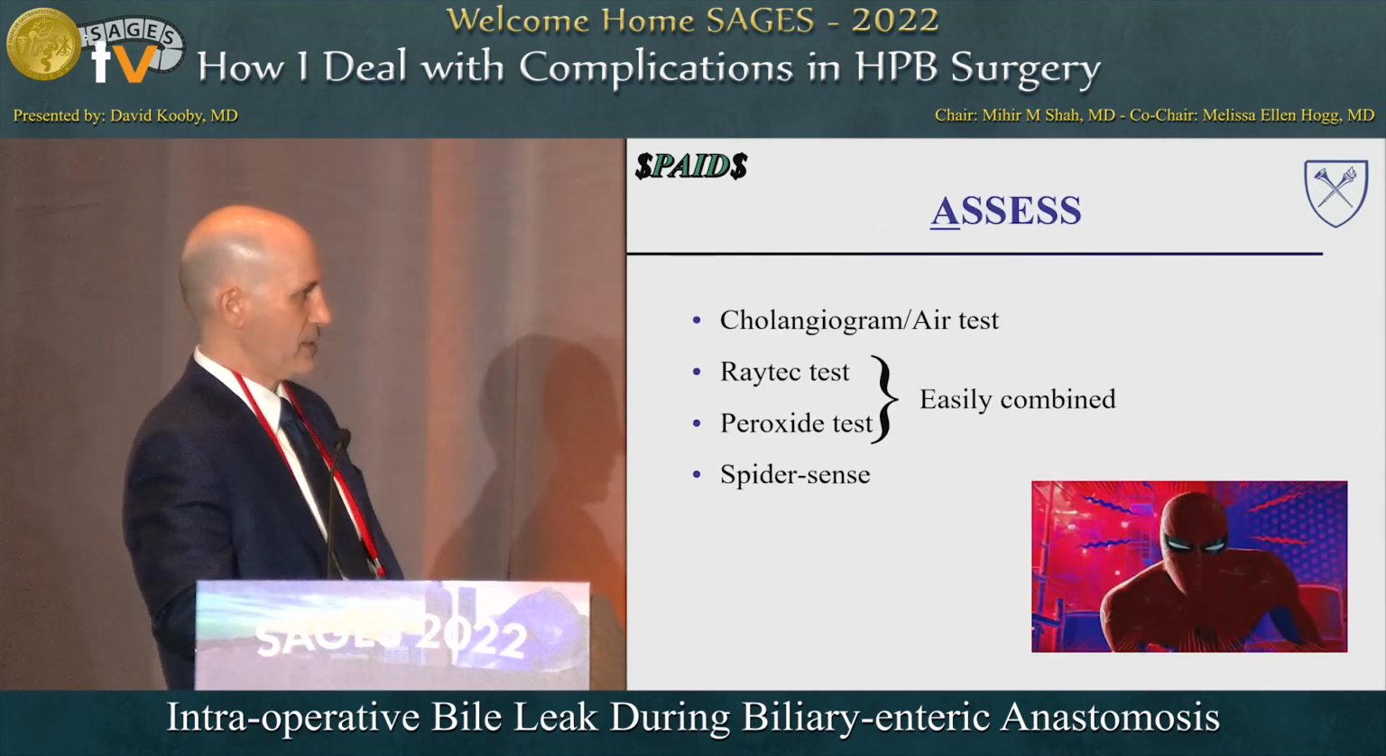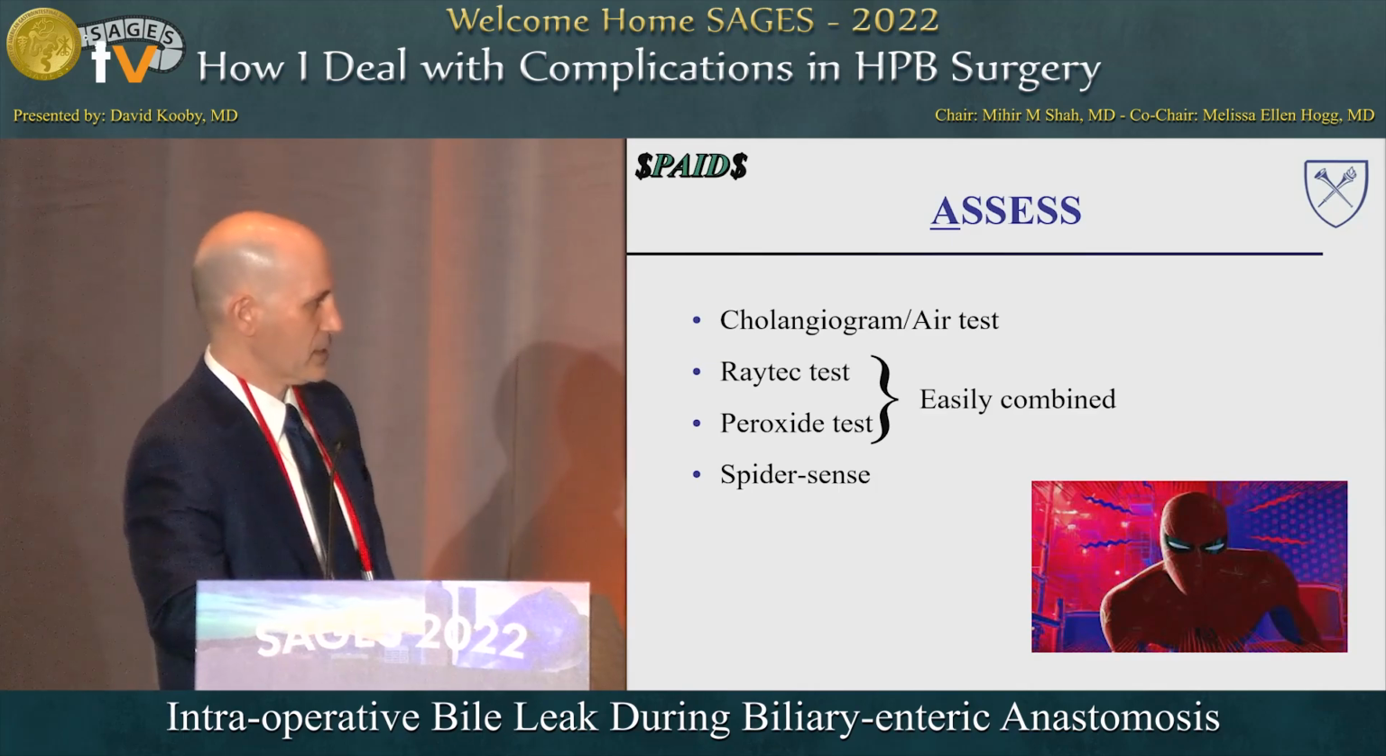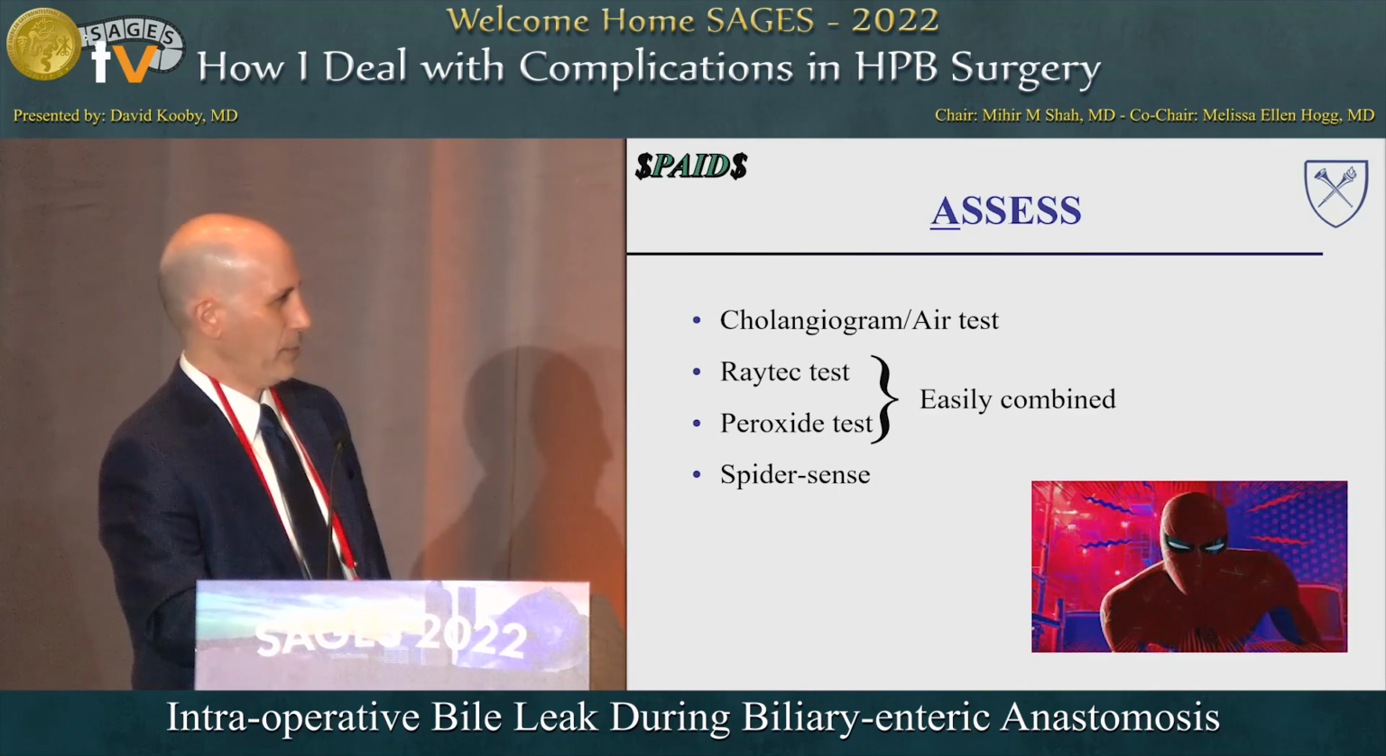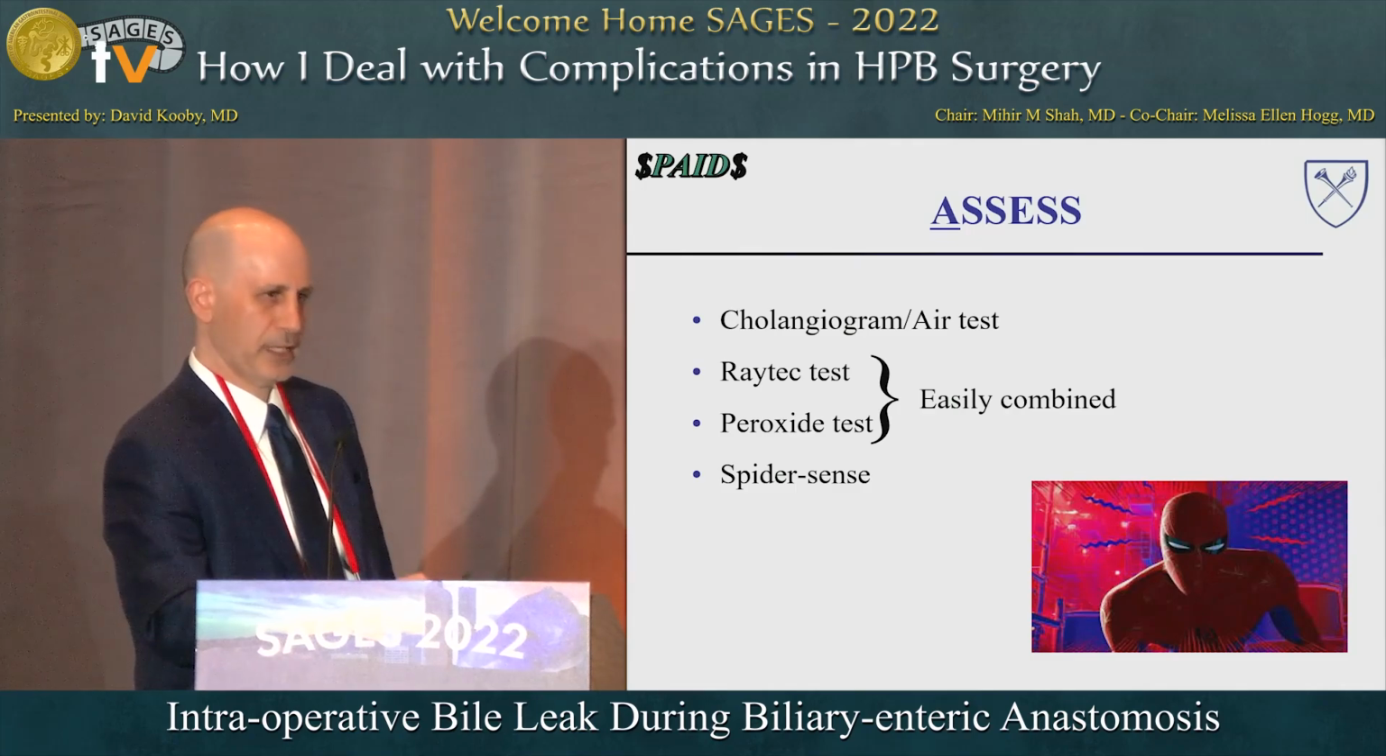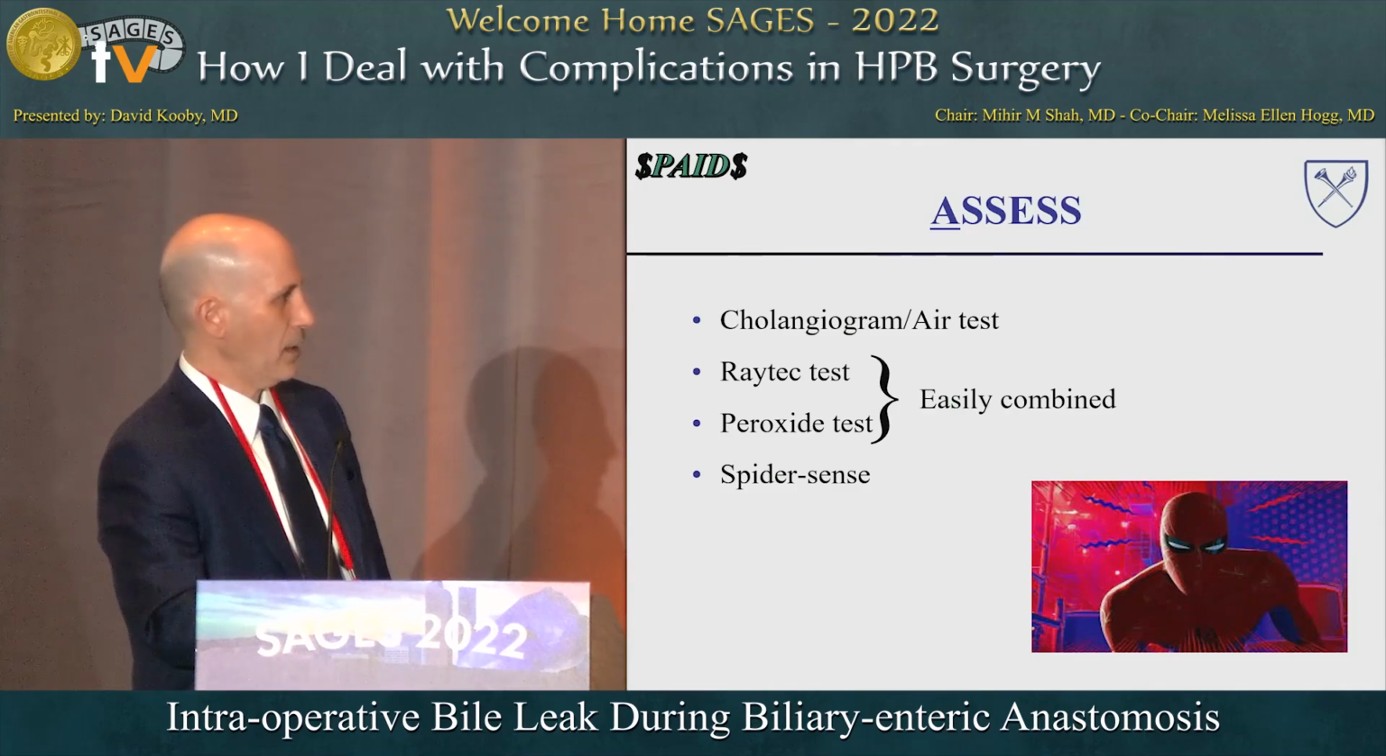So now how do we assess them? Some of this has already been discussed already. So cholangiogram and air test, we can talk a little bit for hepatocholangiostomy. It's much easier to contemplate in partial hepatectomy. The gauze or Raytec test, I call it, the peroxide test are probably the best go-tos and the things that I will use routinely, even for Whipple reconstruction, and they are easily combined.